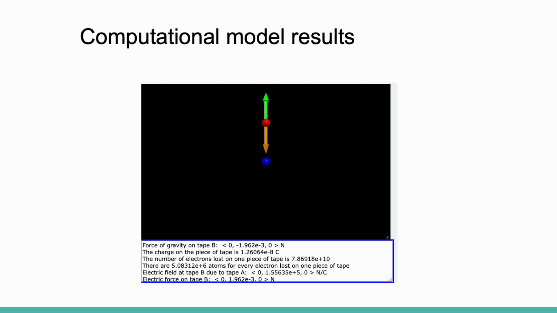These are the results of the computational model. The force of gravity is negative 1.962 times 10 to the power negative 3. The charge is 1.26 times 10 to the power negative 8. The number of electrons lost is 7.869 times 10 to the power 10. And the electric force is the same as the gravitational force.